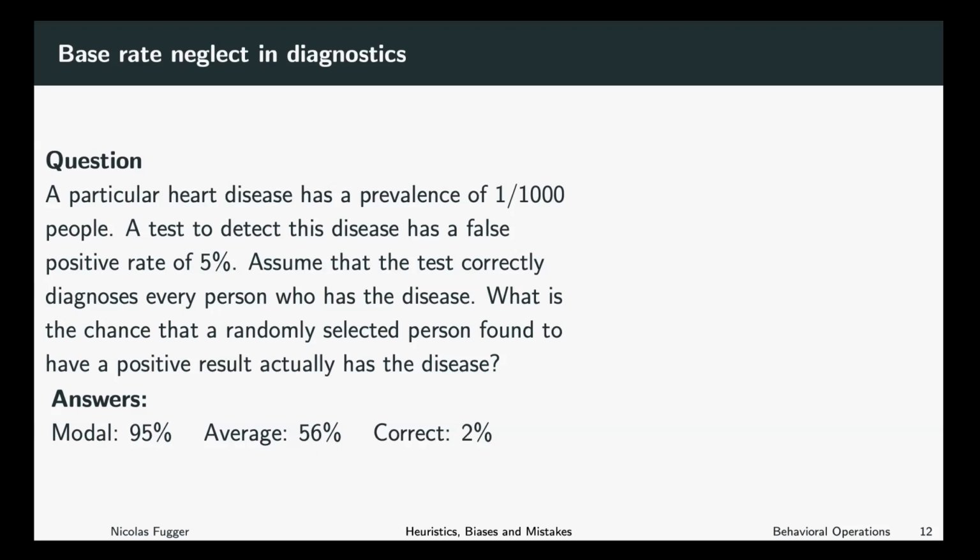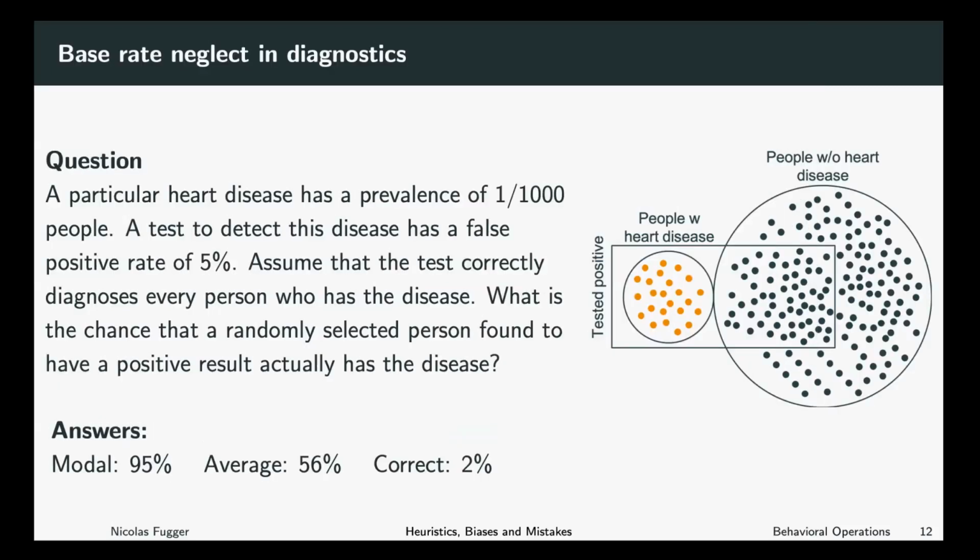Most people confronted with this question answer that the probability is 95%. The average answer is still 56%. However, the correct answer is just 2%. And I want to show you how this is working. The problem is that most people neglect the baseline. And here the baseline is that only 1 in 1,000 people is really infected with the disease.